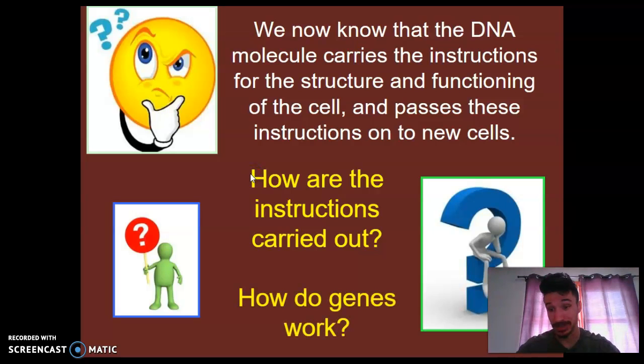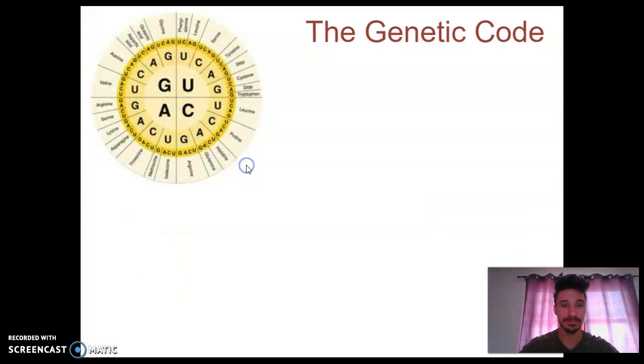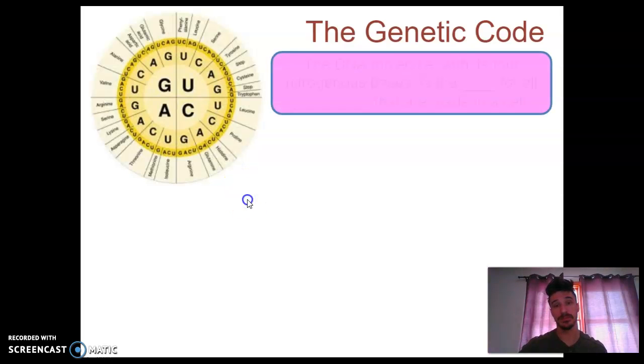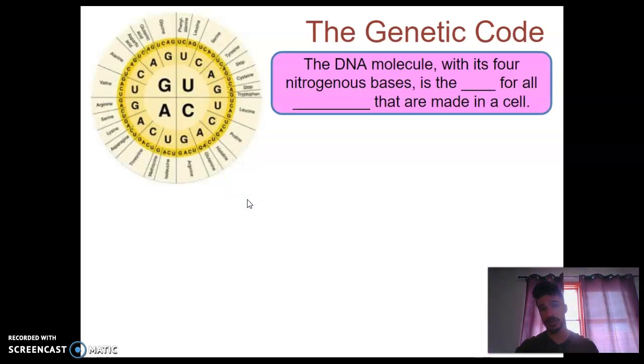An even better question is, how does a gene work? We've kind of alluded to that. So let's talk about the genetic code, all right? Because it is just that, it's a code. The DNA molecule, with its 4 nitrogen bases, is the code for all proteins that are made in the cell. All proteins come from DNA, all right?